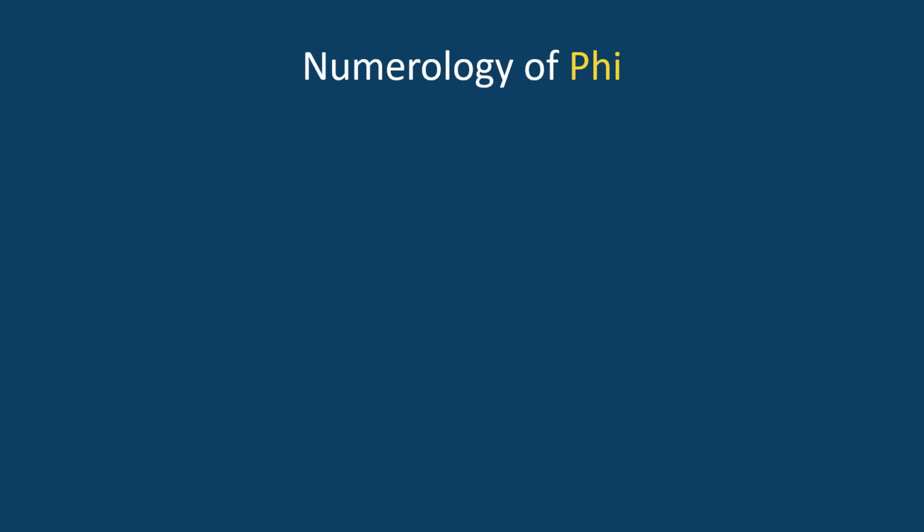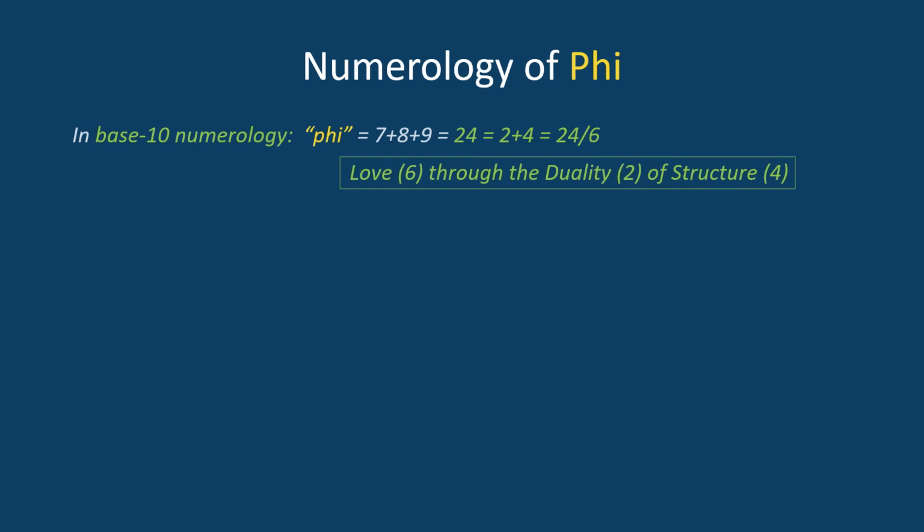Before we wrap up, let's also take a look at the numerology of the word phi, seeing as it represents the golden ratio itself. And again, we will compare base 10 and base 12 back to back. In base 10, the letters of the word Phi resonate with 7 plus 8 plus 9 equals the 24/6 energy of love through the duality of structure, which aligns nicely with the idea of the golden ratio as a divine or harmonizing proportion of structure.